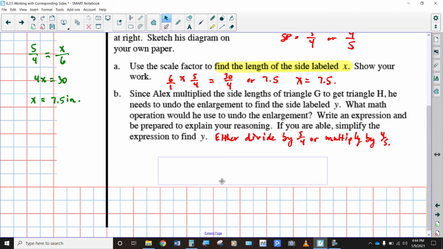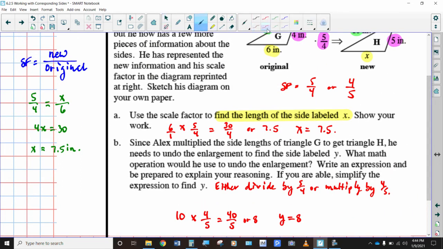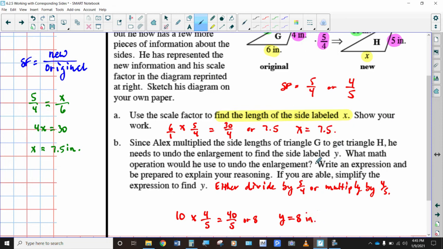Okay, so I'm going to say you paused, you figured it out, and you're ready to declare your answer, and your answer is 8. Absolutely. And maybe I should put in the units of measurement here too, since this is geometry, and I would mark you down if you didn't put those units of measurement in, and we're talking about inches. So y has to be 8 inches long, and x has to be 7.5 inches long.